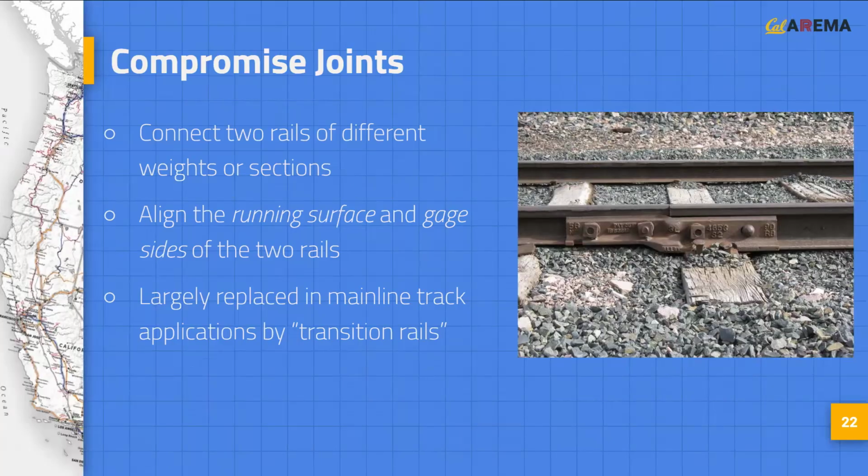Compromise joint bars connect 2 rails of different weights or sections. They are constructed such that the bars align the running surface and gauge sides of the different rail sections. The use of transition rails, which are specially manufactured rails that transition slowly between 2 rail sections, has reduced the use of compromise joints in mainline track. Transition rails are also used to connect existing and new track work, as worn rail will have a slightly different section than new rail.